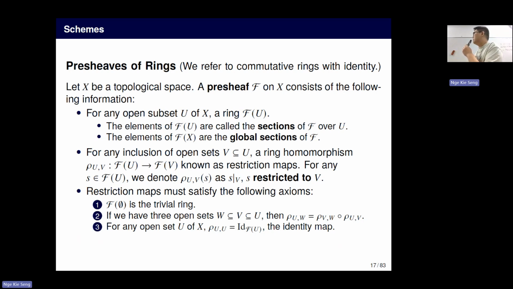And of course, restriction maps should also satisfy the following axioms. That is, the empty set should map to the trivial ring, and the restriction should be compatible. If you have W subset V subset U, restricting F(U) directly to F(W) should not depend on whether you directly restrict U to W, or first restrict U to V and then V to W. And finally, for any open set U of X, the restriction from U to U should be the identity, which means restricting something from U to U itself should not change anything.